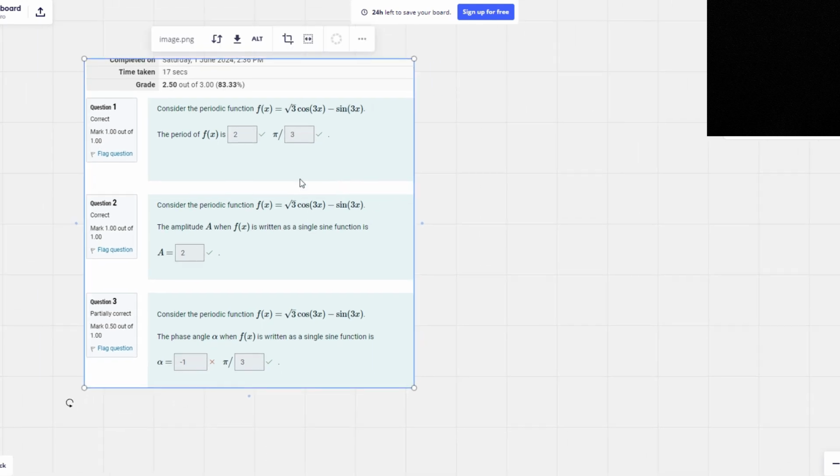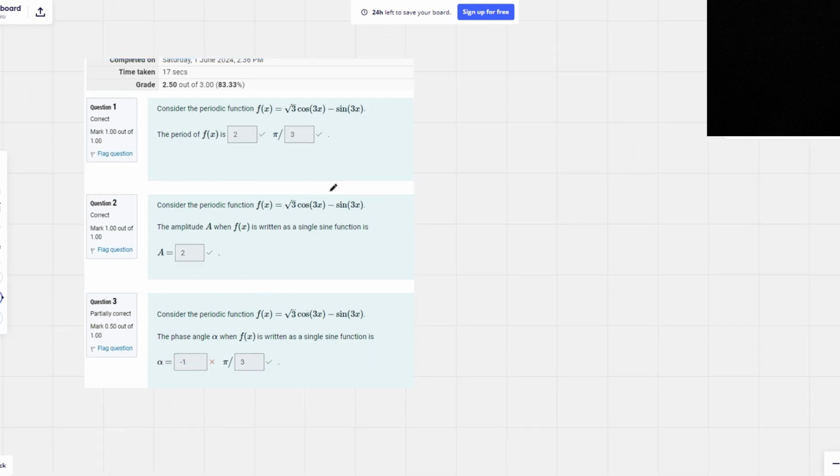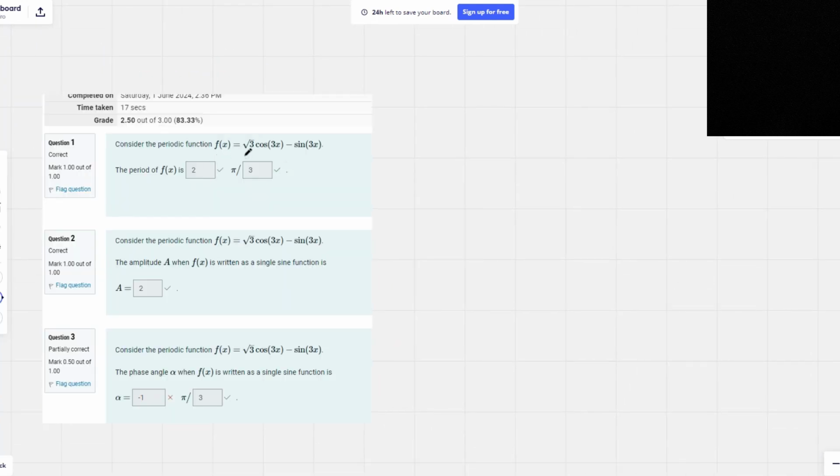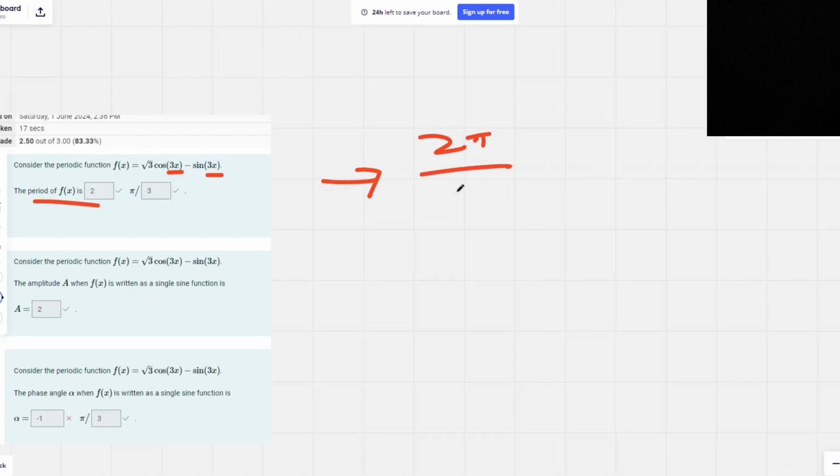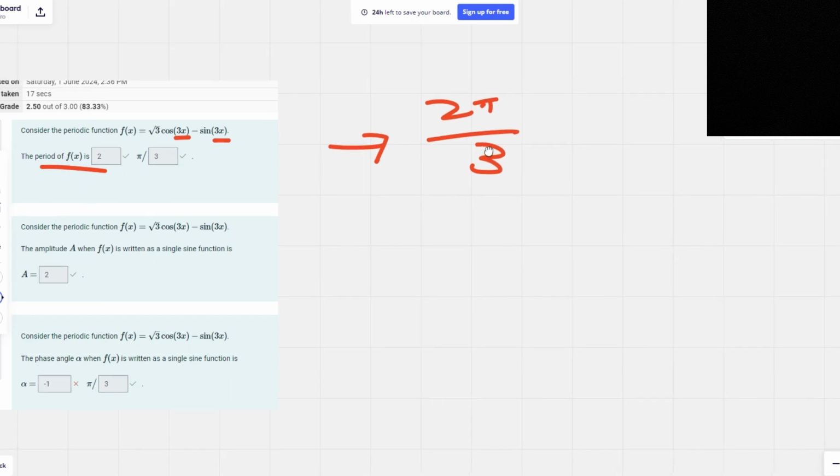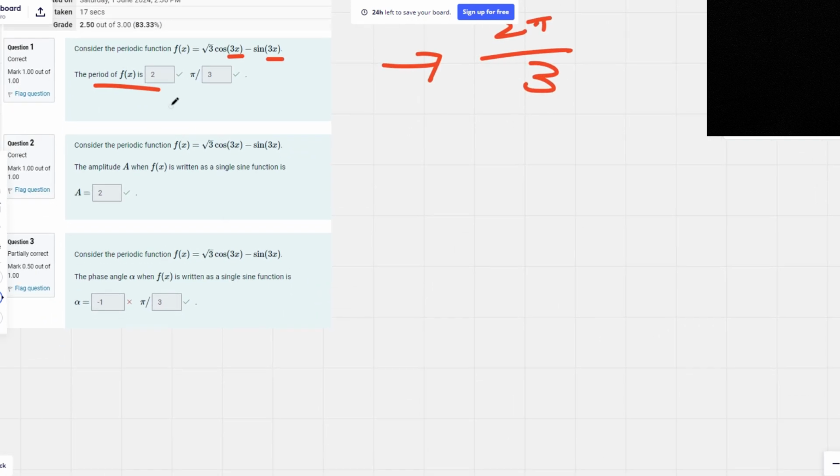Okay, so I will be explaining how to do question 3. To do question 1 is very simple. To find the period, as you can see, the period is 3x. And conventionally, you just do 2 pi over the coefficient, which is 3. So that is the period, 2 pi over 3. So that's the right answer.